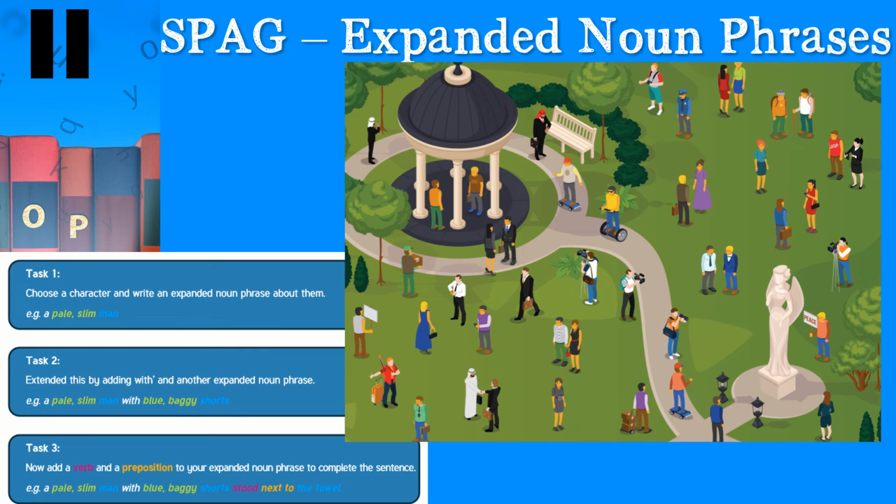Okay, team, so what I would like you to do now is have a practice at writing expanded noun phrases. I've got an image here of lots of different characters in a park, and I would like you to write a sentence about each, well, not each of them, you don't have to do all of them, do about 5 or 6 different characters using expanded noun phrases.